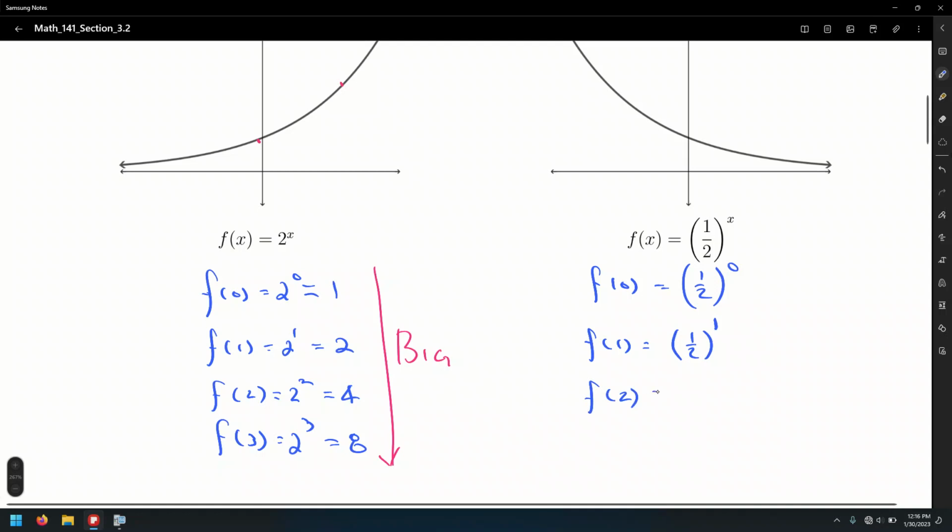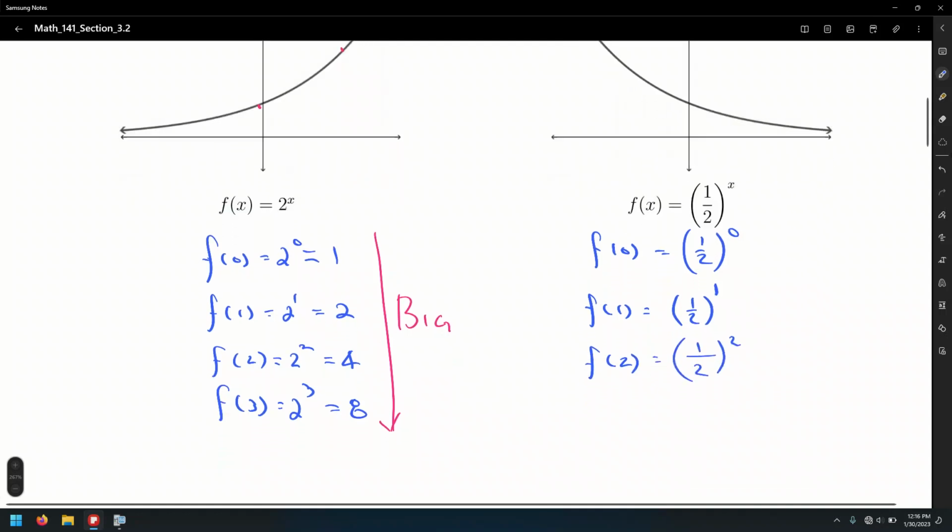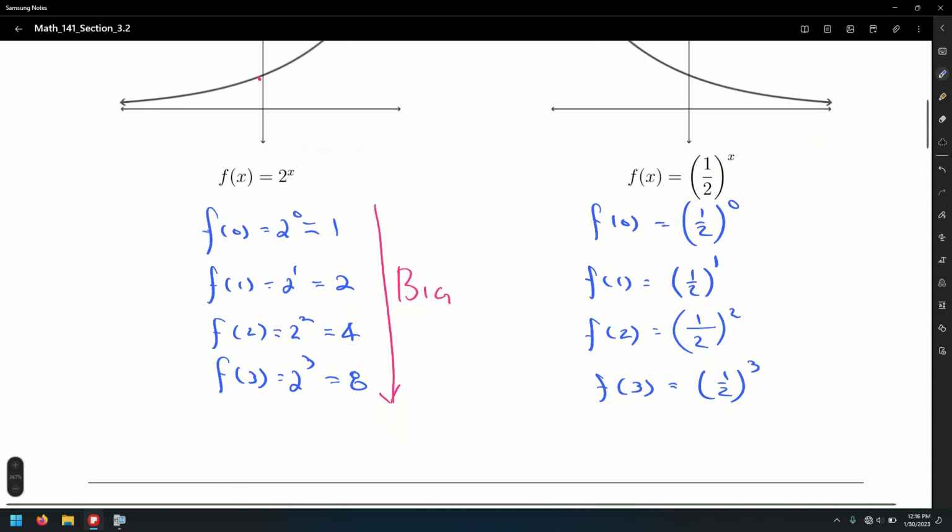f of 2, that's 1/2 to the second power. And f of 3, that's 1/2 to the third power. And yes, we are still going to square, cube, raise to the 4th, the 5th, etc. However, notice that the denominator in this case is the one that gets larger and larger every time we plug in a whole new value of x.